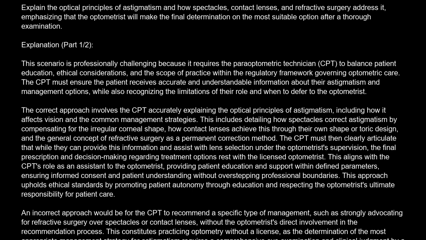This aligns with the CPT's role as an assistant to the optometrist, providing patient education and support within defined parameters, ensuring informed consent and patient understanding without overstepping professional boundaries. This approach upholds ethical standards by promoting patient autonomy through education and respecting the optometrist's ultimate responsibility for patient care.